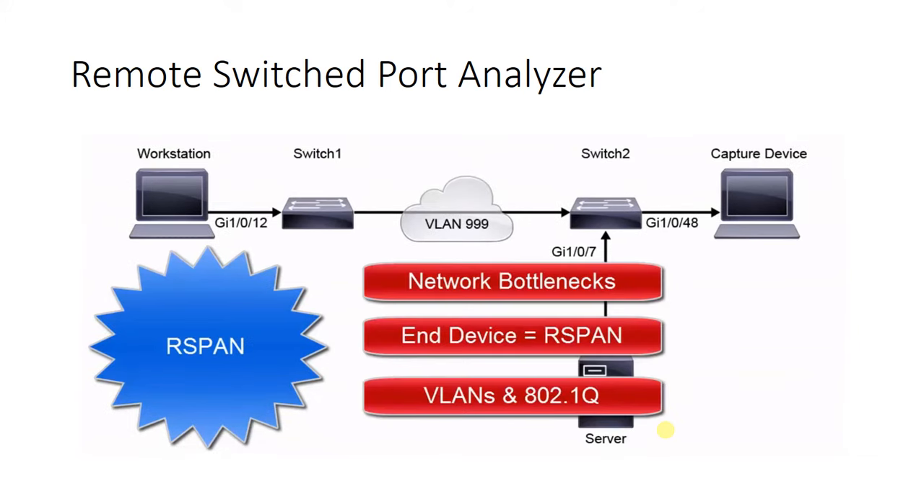Unfortunately, however, RSPAN can increase the likelihood of network performance issues. Network bottlenecks can quickly limit the throughput of multiple monitoring sessions. The end devices also must support RSPAN, while the middle devices must support VLANs and possibly 802.1q. Note that the functionality and configuration vary from platform to platform. This was all about the remote switch port analyzer, which is a part of the switch port analyzer.